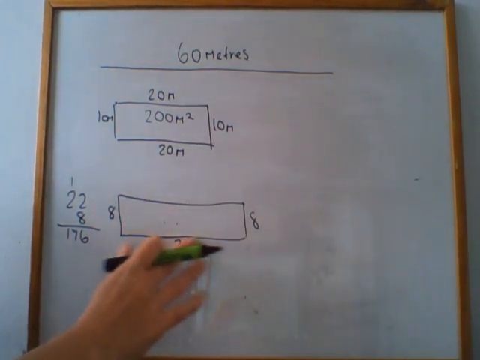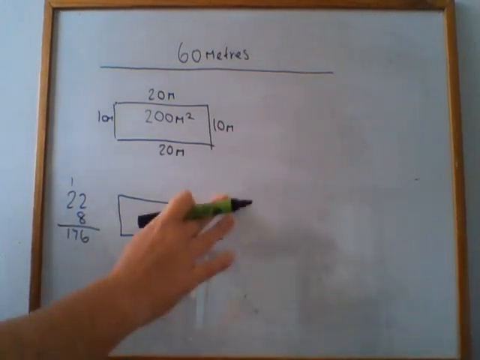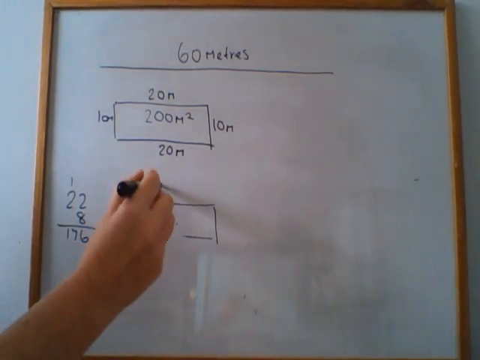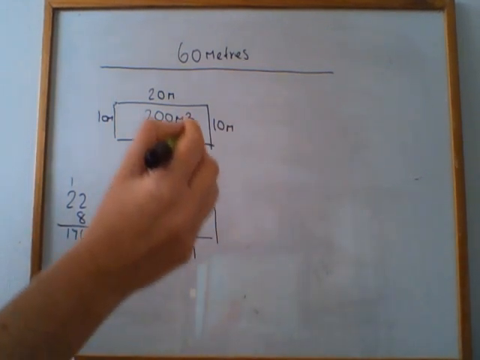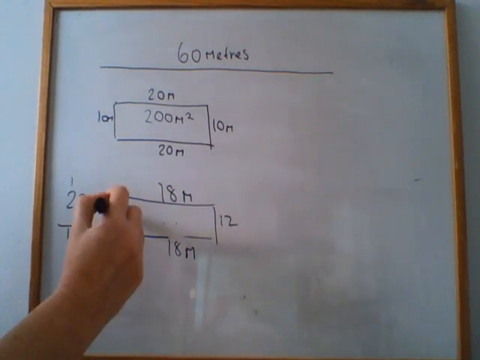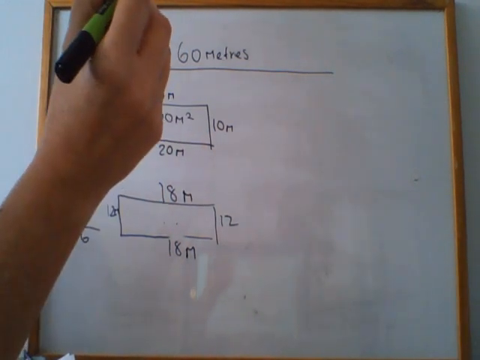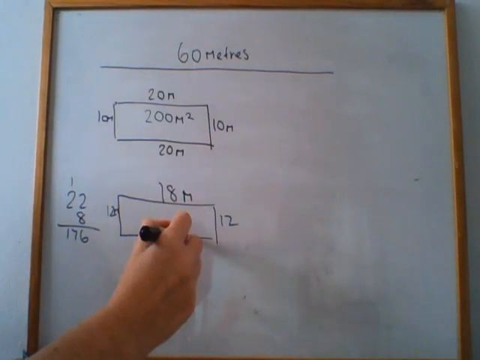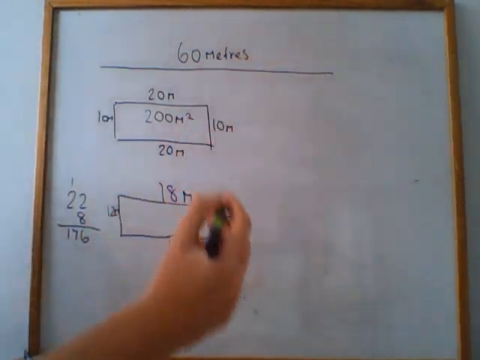So maybe if I try 18, let's try 18 metres, 18 metres, which gives me 36. So then I will need 12 here and 12 here. Let's see if I can get a bigger area than 200 metres squared. So if I add all that up, I get 60 metres. So I'm still using all my fencing.